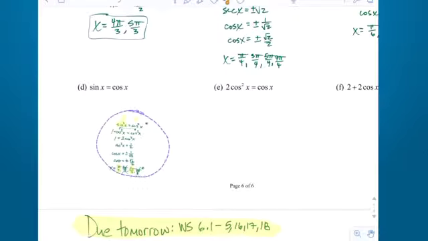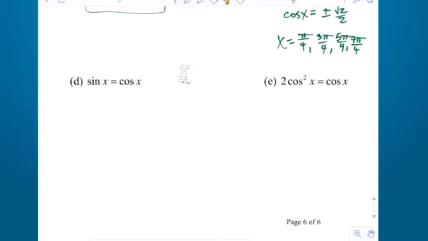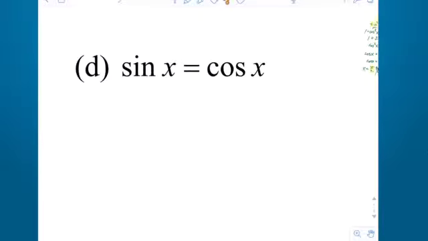Another way to do it is just by guess and check. You could have said, oh, for what angles are the sine and cosine values the same? It's going to be at pi fourths, where they're both positive, and 5 pi fourths, where they're both negative. So that's a legal way to do it.